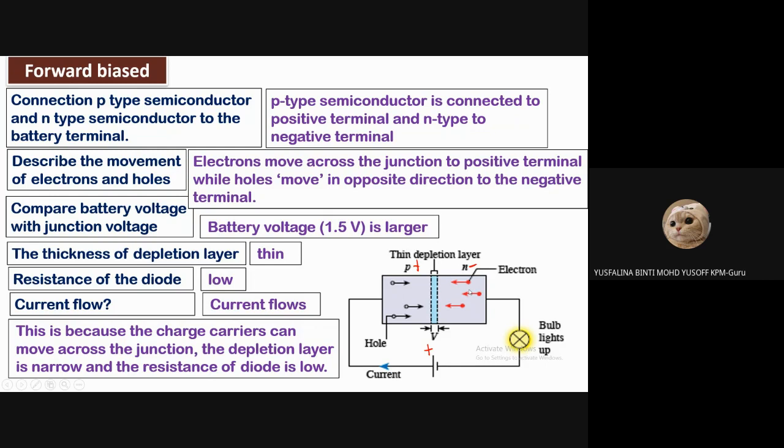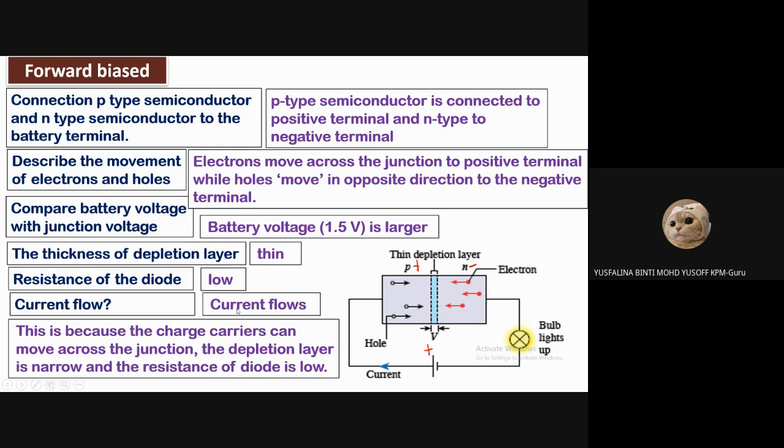Okay, then compare the battery voltage with the junction voltage. The battery voltage of 1.5 is larger, which means it is enough for the electrons and the holes to move because it can overcome the junction voltage. So the thickness of the depletion layer will become thin. When it becomes thin, it means it has a low junction voltage, so it's easy for the electrons and the holes to move. Then the resistance of the diode is low.